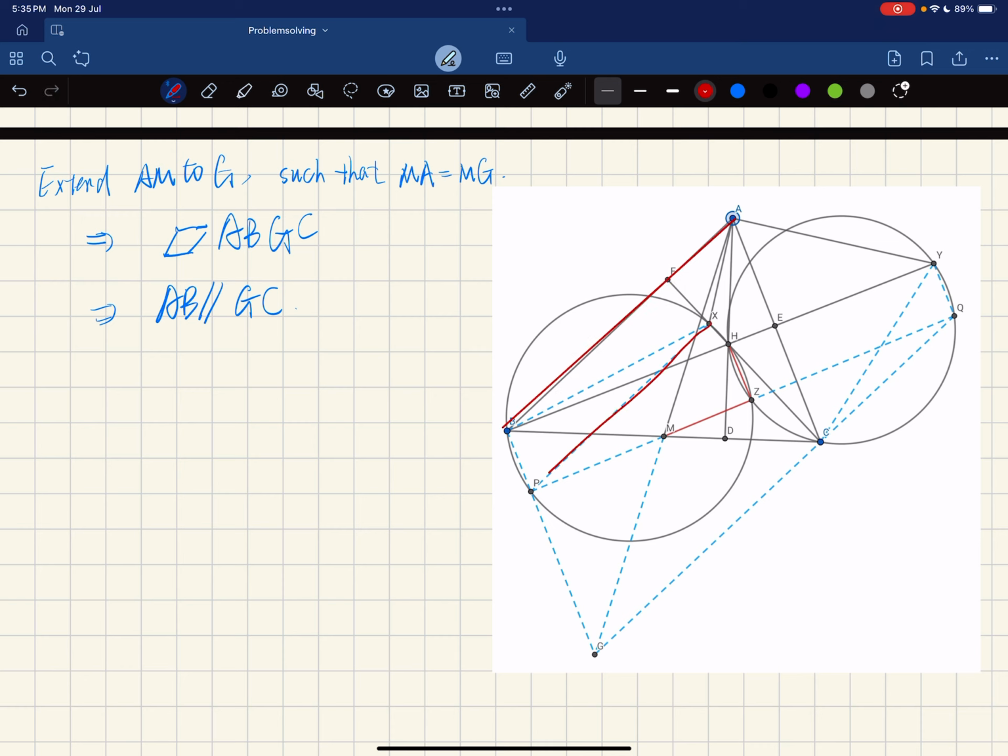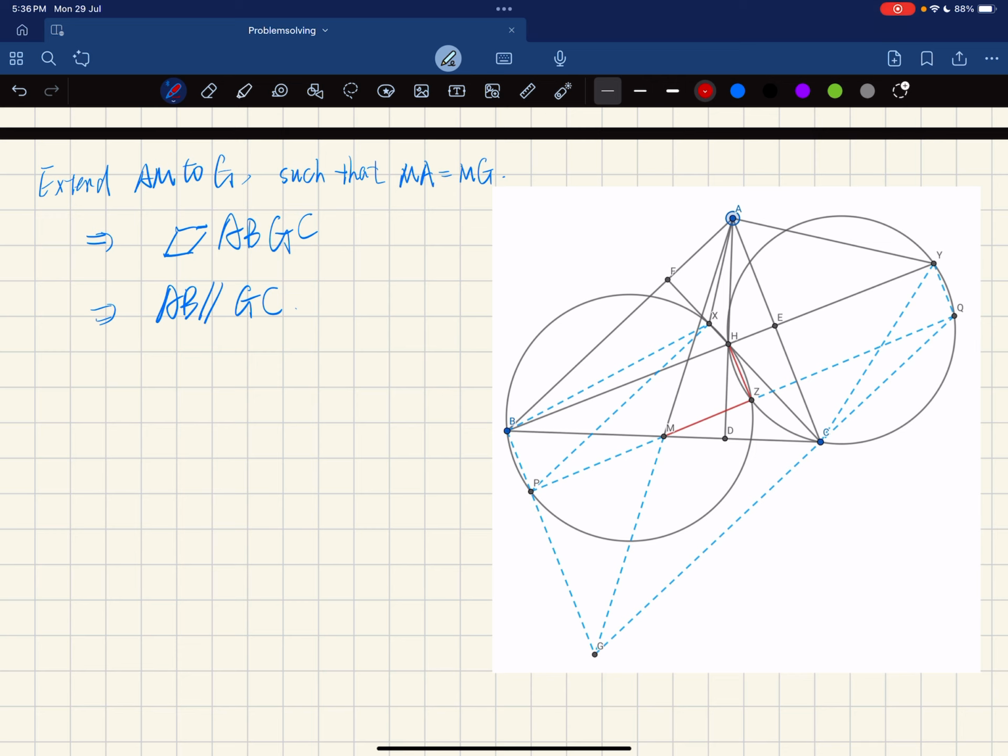Just that. AB, PX, and CG. Right? They look parallel. So we try to prove that. To prove that these 3 lines are parallel, we only have to prove one of them. For example, PX parallel to GQ, right? So how can we get it?